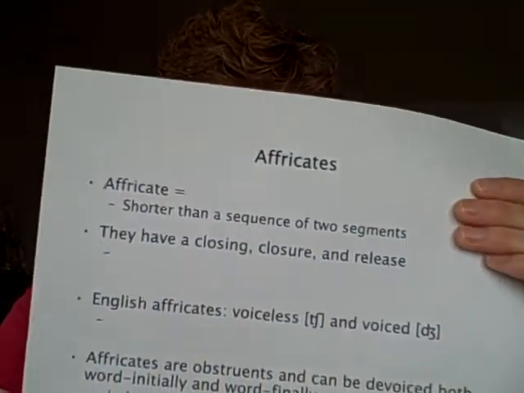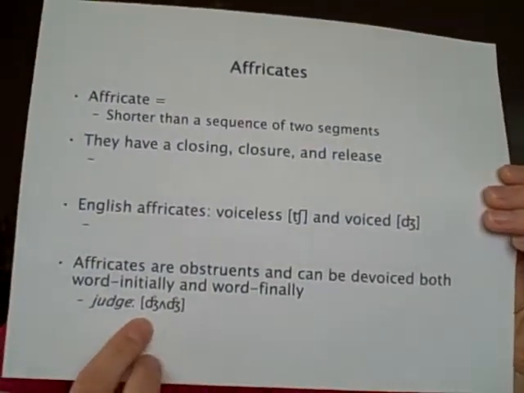Affricates are obstruents and can be devoiced both word initially and word finally. If you think about the word judge, they can be voiced or voiceless, judge. So we're going to use that diacritic mark for the voicing.